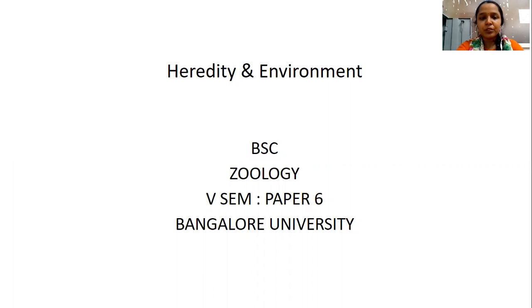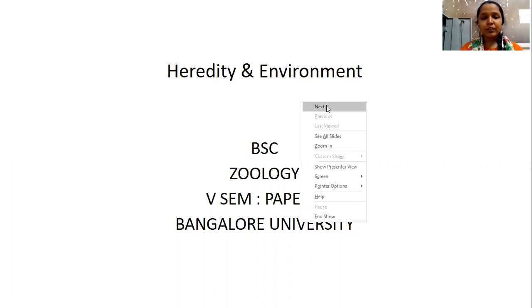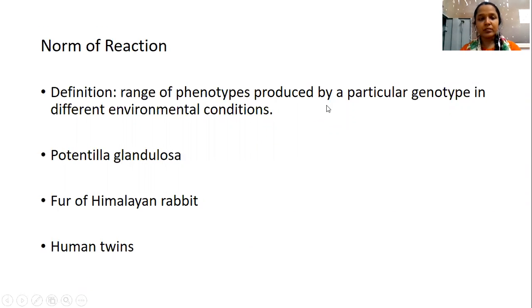In this video, I'm going to explain how heredity and environment influence the phenotype of an individual with certain examples. In my last video, I explained how the environment and heredity are involved in developing the phenotype of an individual. But here, in this video, we'll look at how the environment influences the phenotype of an individual with respect to certain examples.